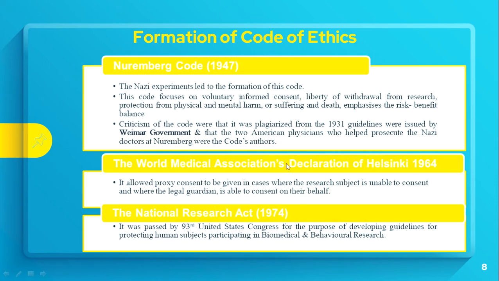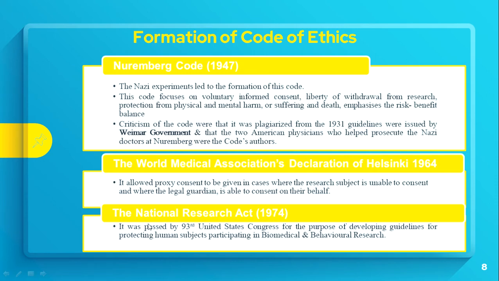And the next is the World Medical Association's Declaration of Helsinki of 1964. This association also talks about the same things, voluntary consent and liberty of withdrawal. Besides this, it also talks about allowing proxy consent in cases where the research subject is unable to consent on their own behalf, and the legal guardian can consent on their behalf. So if the research participants are infants, children or minors, then the legal guardian can consent on their behalf. And even in experiments where the participants are mentally disabled or mentally disturbed, the legal guardian can consent on their behalf.